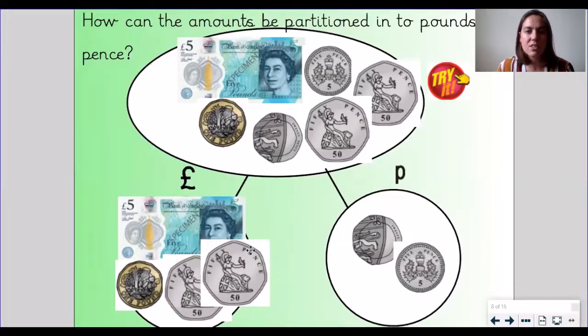So again, I've partitioned into my pounds and my pence, making sure that every time I have something that adds up to 100, I put that over with my pounds.